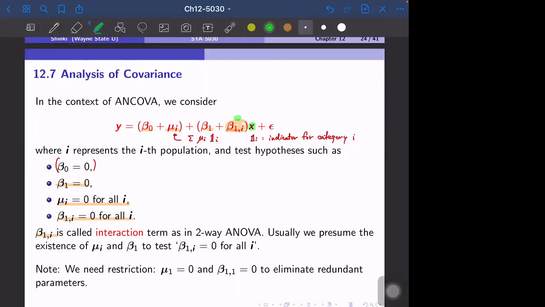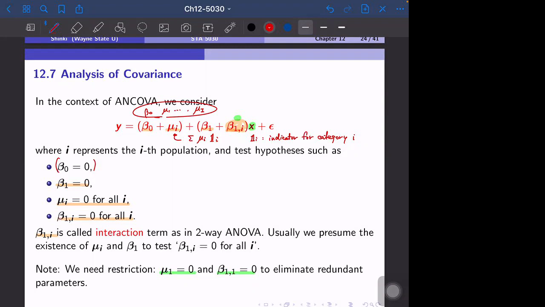Yeah. And usually we need a baseline. So usually we set mu_1 equal to 0 and beta_11 equal to 0. Otherwise, we have too many parameters. So if we have I categories, then with beta_0 and mu_1 to mu_I, we have basically I plus 1 intercepts for I groups. So we have too many parameters.